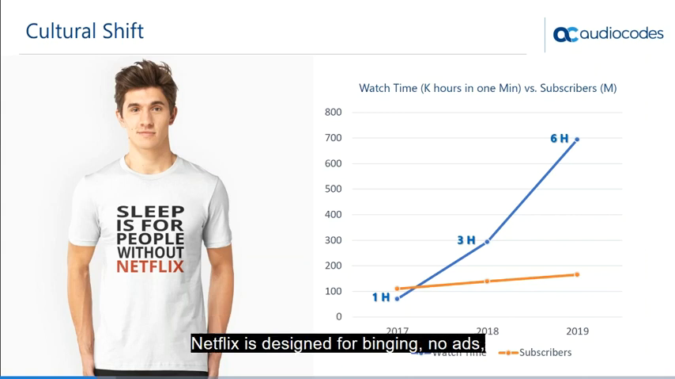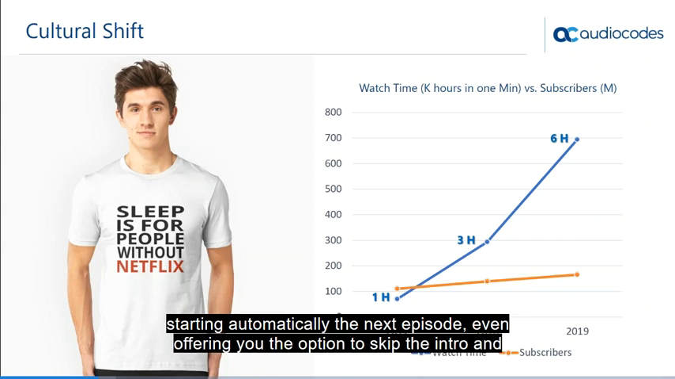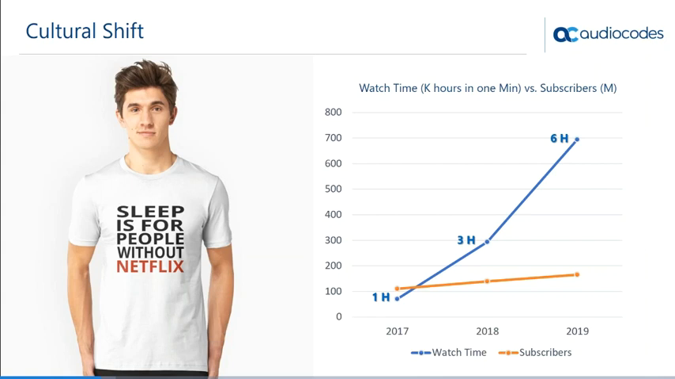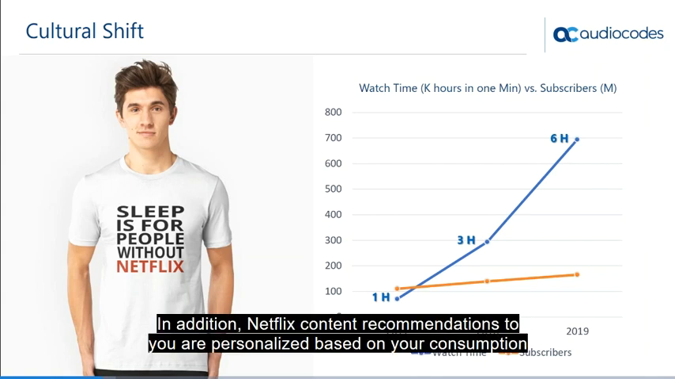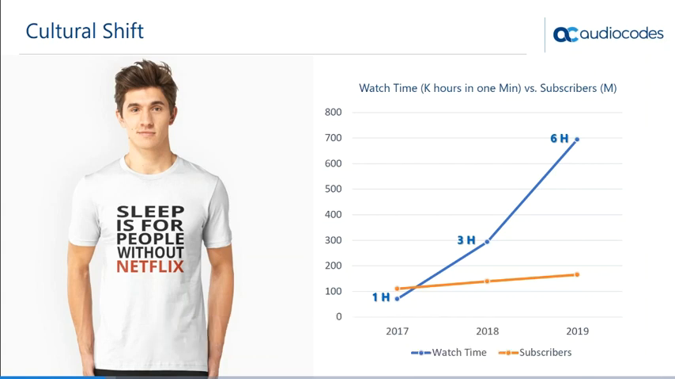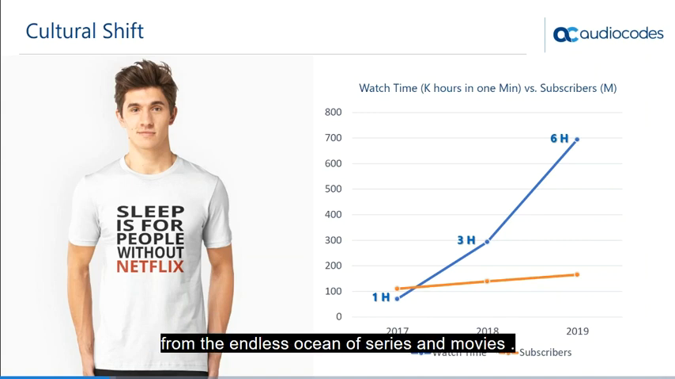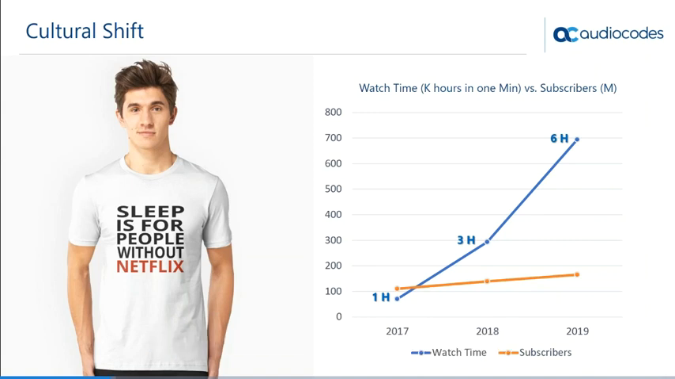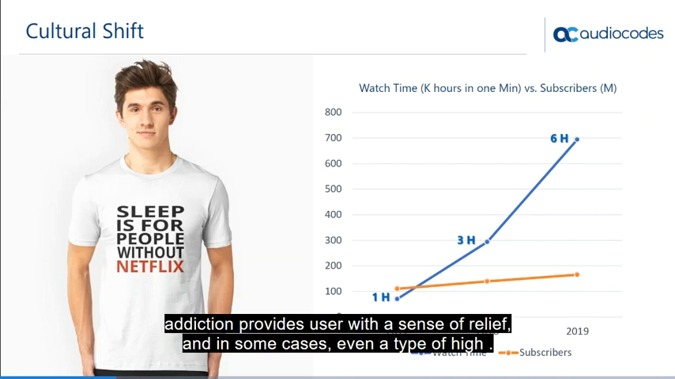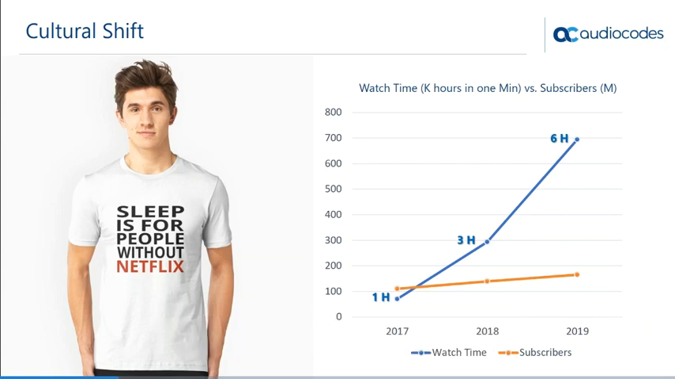Netflix is designed for binging. No ads, starting automatically the next episode, even offering you the option to skip the intro and the credits. In addition, Netflix content recommendations to you are personalized based on your consumption history. This is the main strength of the Netflix algorithm, presenting the exact content for you from the endless ocean of series and movies. Actually, in a sense, it became an addiction. Like other addictions, Netflix addiction provides the user with a sense of relief and in some cases even a type of high.